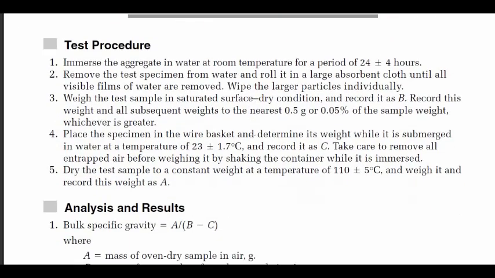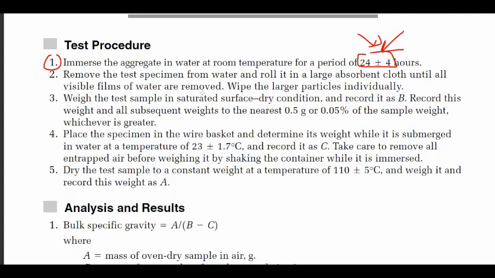Let's go now to the test procedure itself. We have like 5 steps. We need to stick to them in order to make this experiment. Firstly, we need to immerse the aggregate in water at room temperature for a period of 24 hours plus or minus 4 hours. So we take care, this is the period. Maybe in our experiment we're not going to do this exactly, but anyway, this is the standard one based on ASTM. The second step is remove the test specimen from water and roll it in a large absorbent cloth until all visible films of water are removed. Wipe the larger particles individually.